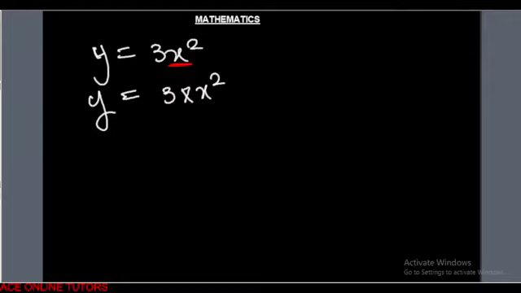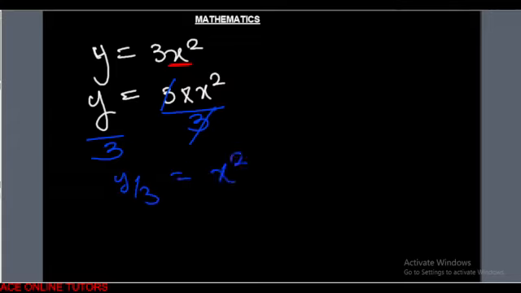So since they are joined with multiplication, we said in the previous classes that the opposite of multiplication is division. So that means you have to divide by that thing. You divide both sides by this 3 that is disturbing x. You divide this side by 3, you divide this side by 3. Now the 3 will cancel out. We are having y over 3 equals x squared.